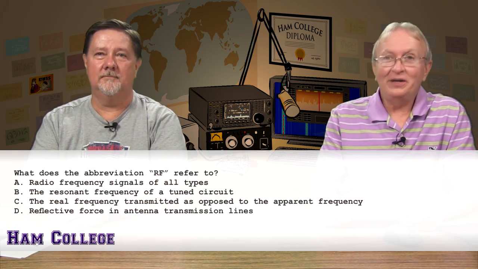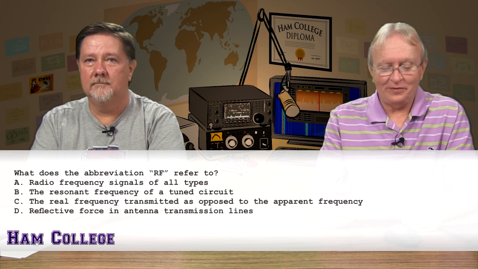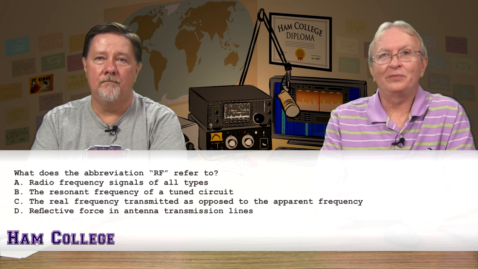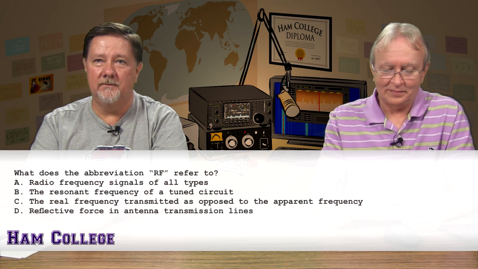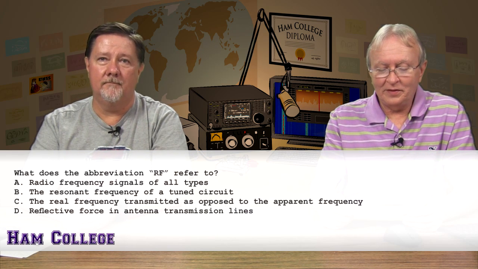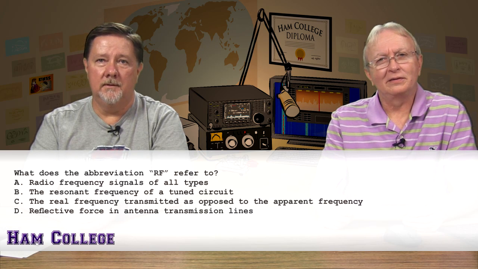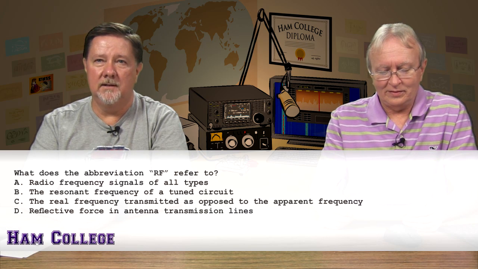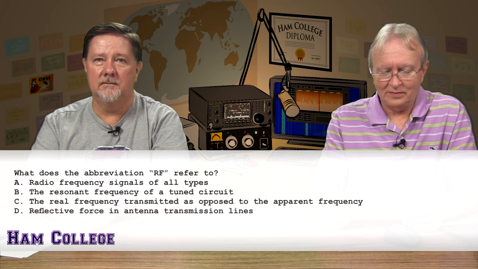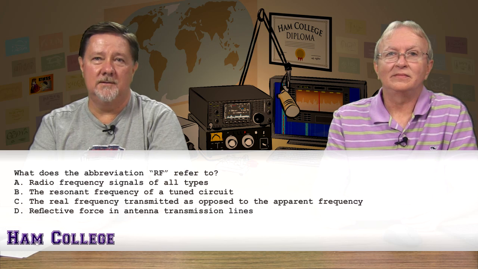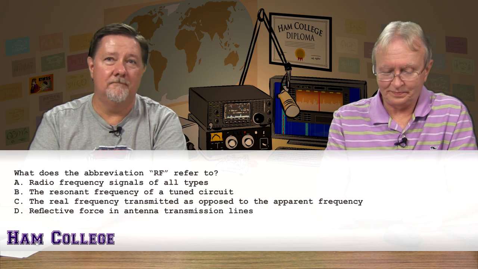What does the abbreviation RF refer to? A, radio frequency signals of all types. B, the resonant frequency of a tuned circuit. C, the real frequency transmitted as opposed to the apparent frequency. D, reflective force in antenna transmission lines. Well, what do you think? Well, this one's pretty easy, actually.